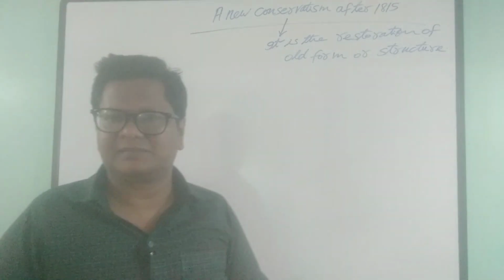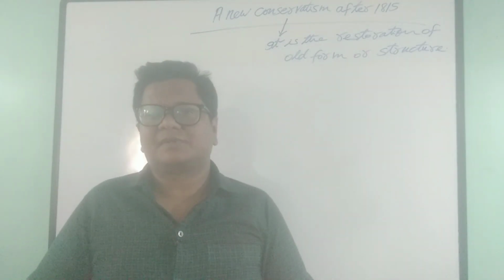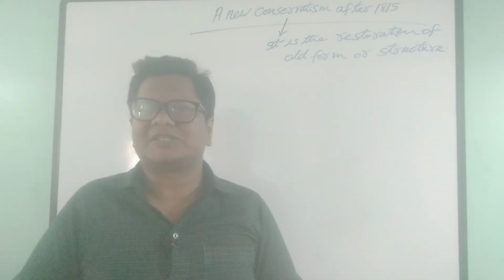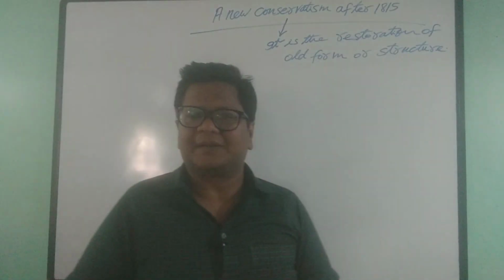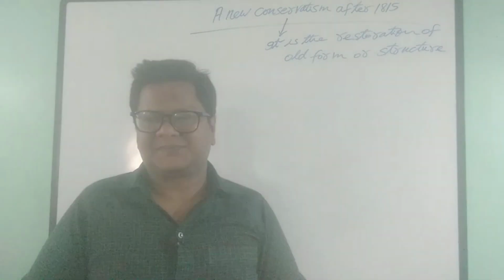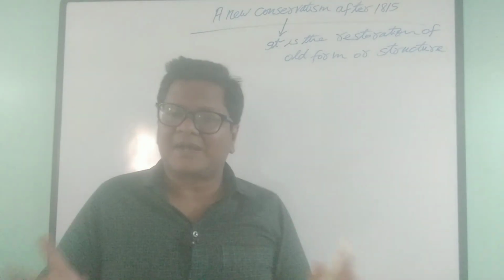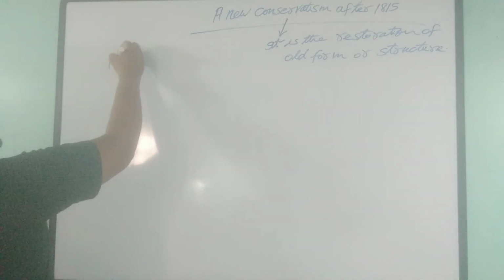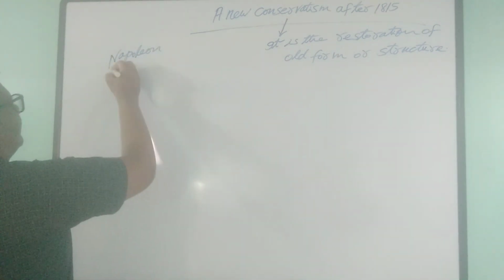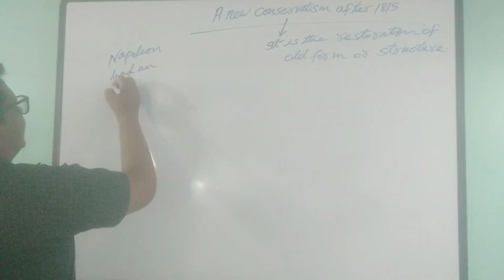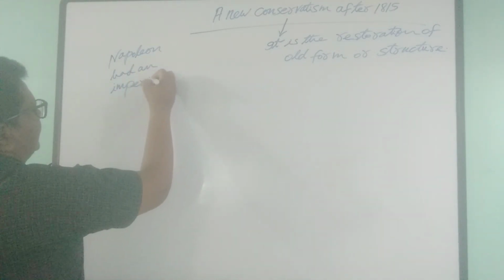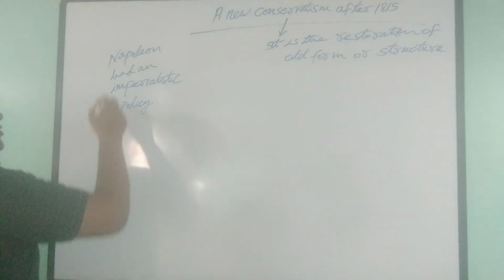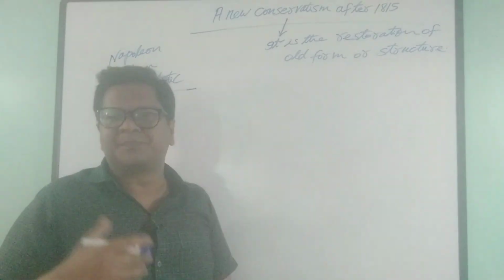So it was natural that a conflict would develop between these countries, and it was Napoleon's policy that had resented the neighbors of France. What were the policies of Napoleon? Let us see. Napoleon had an imperialistic policy. So what does imperialism mean?